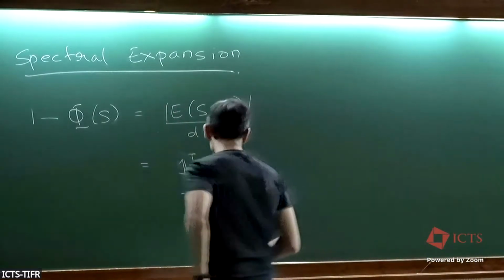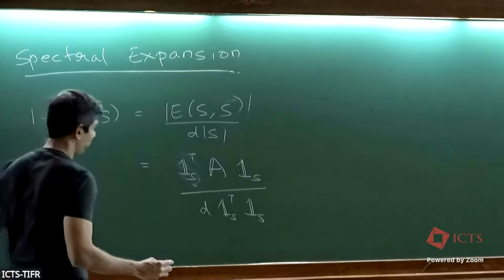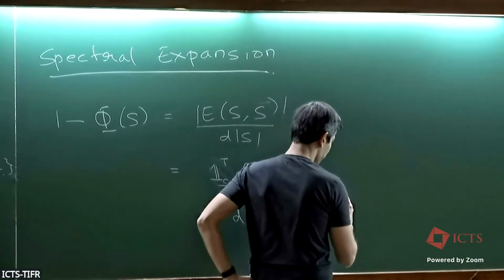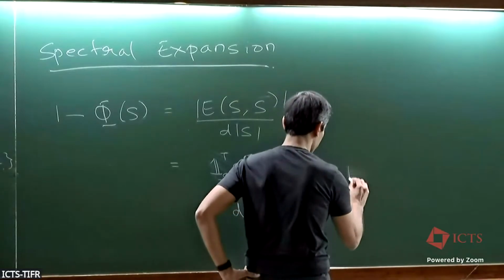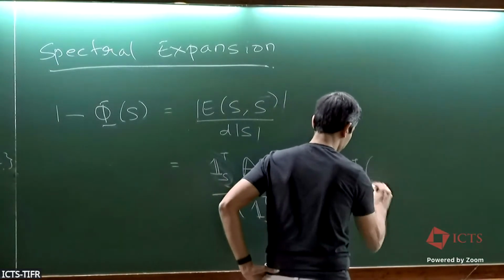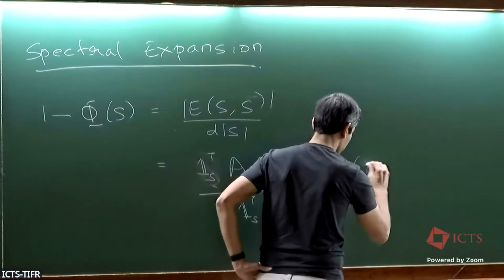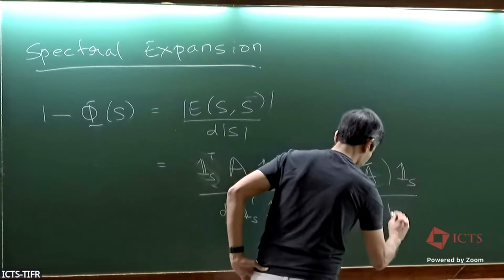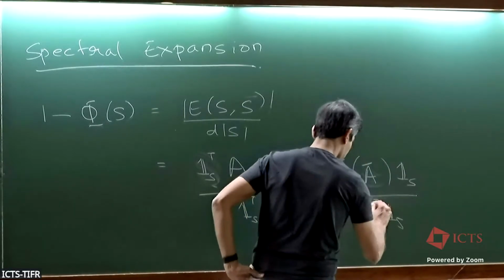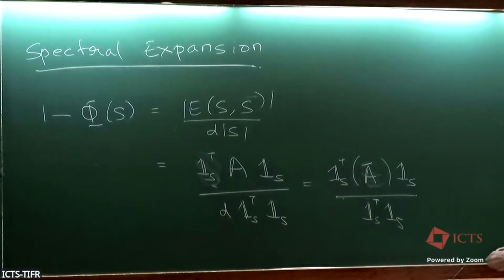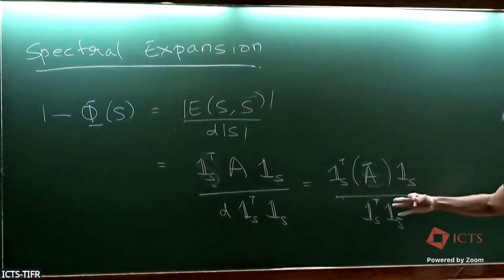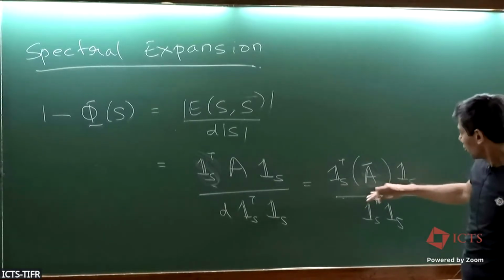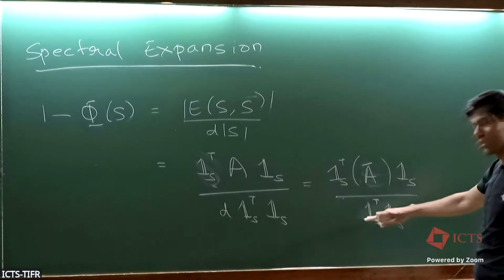All right. And now let's write it in terms of the expression we have. So let's absorb this D here. Okay, and here we are writing down this expression, which is taking the quadratic form of some vector with this matrix, divided by just the length of that vector.